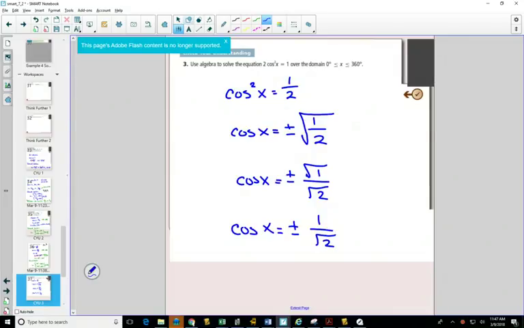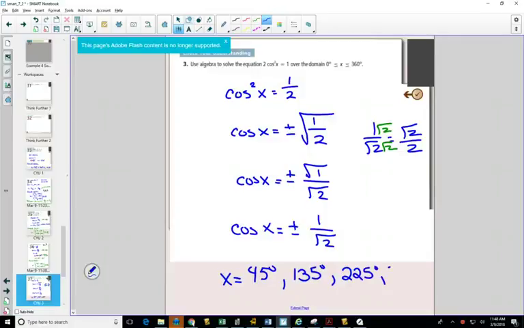And maybe at this point you go, hey, I've seen that before. The square root of 1 over 2, or 1 over the square root of 2, is the same as, if you rationalized your denominator, square root of 2 over 2. And so at this point you can say, I recognize this. That's my 45-degree family or my pi over 4 family. And because we have plus or minus, we're going to have all 4 quadrants. So at this point we can say x is equal to 45 degrees in quadrant 1, 135 degrees quadrant 2, 225 degrees quadrant 3, and 315 degrees for quadrant 4.